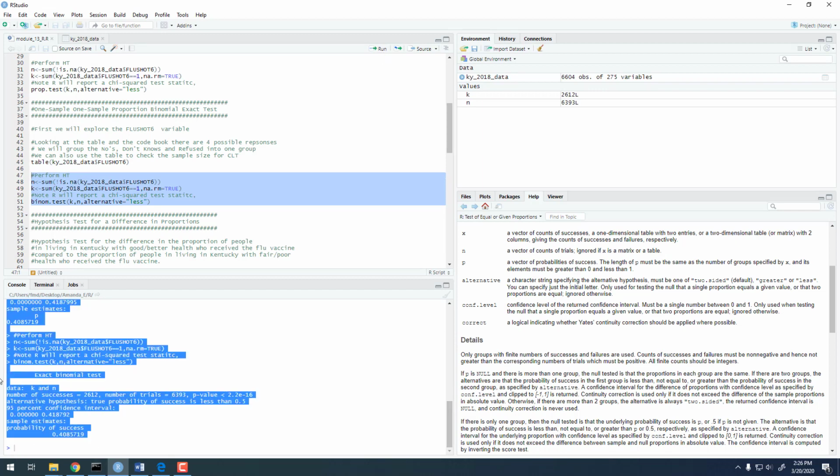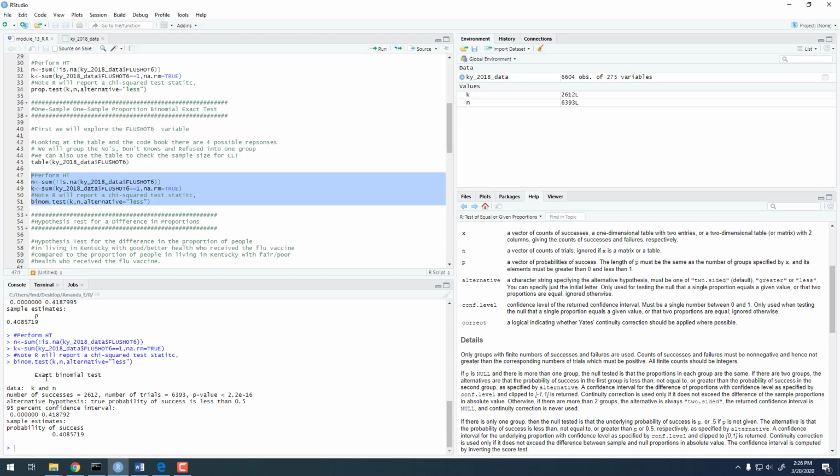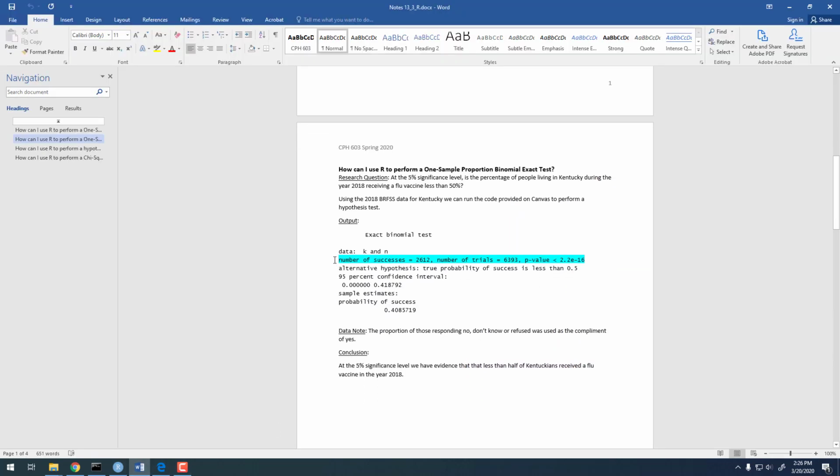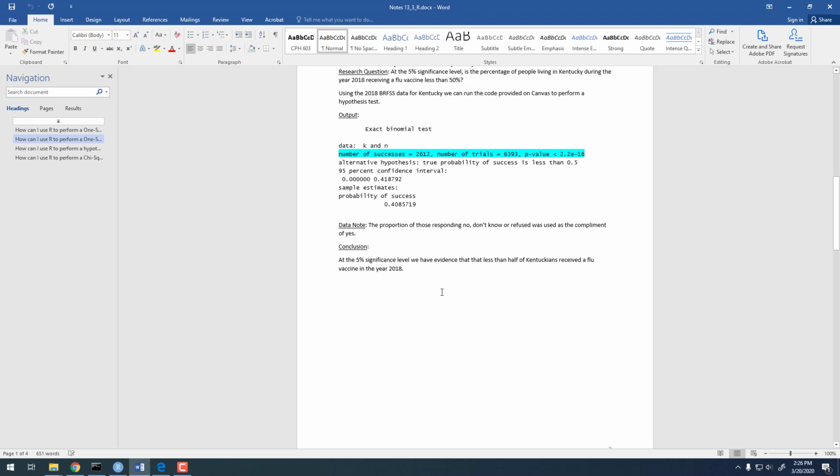And notice we'll get some similar output. Up at the top it will say binomial exact test. I have that copied here in the notes. So here it's going to report our p-value, again very small. So using this test also, we find at the 5% significance level we have evidence that less than half of Kentuckians received a flu vaccine in the year 2018.